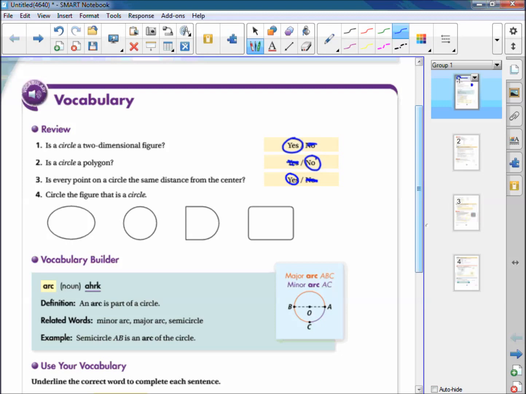Circle the figure that is a circle. All right, so that's the second one. This guy's an oval. Don't know what that is. And that one's not a geometric shape that we give a name to either. Okay. All right, so vocabulary builder.